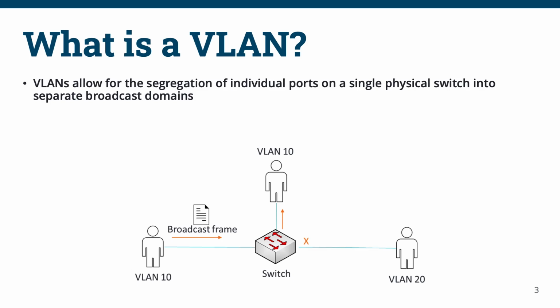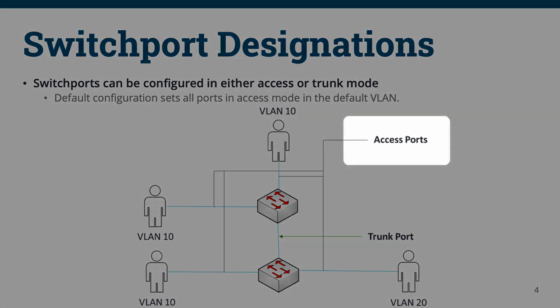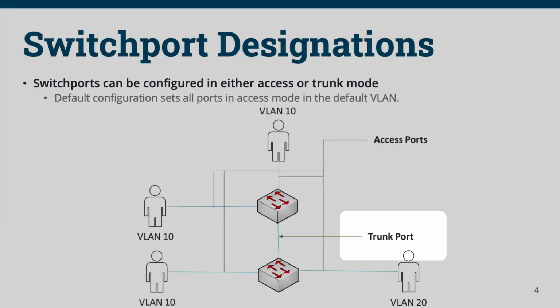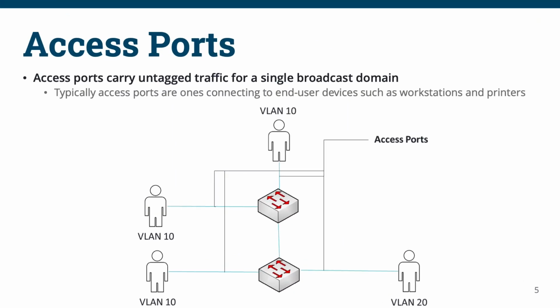Let's take a look at the types of switch port roles there can be when talking about VLANs in particular. Switch ports may be configured as either an access port or a trunk port. Both of these port types are concerned with the tagging of traffic. First, let's review what an access port is. An access port carries untagged traffic for a single VLAN or broadcast domain. Typically, access ports are what connect to end-user workstations or phones.